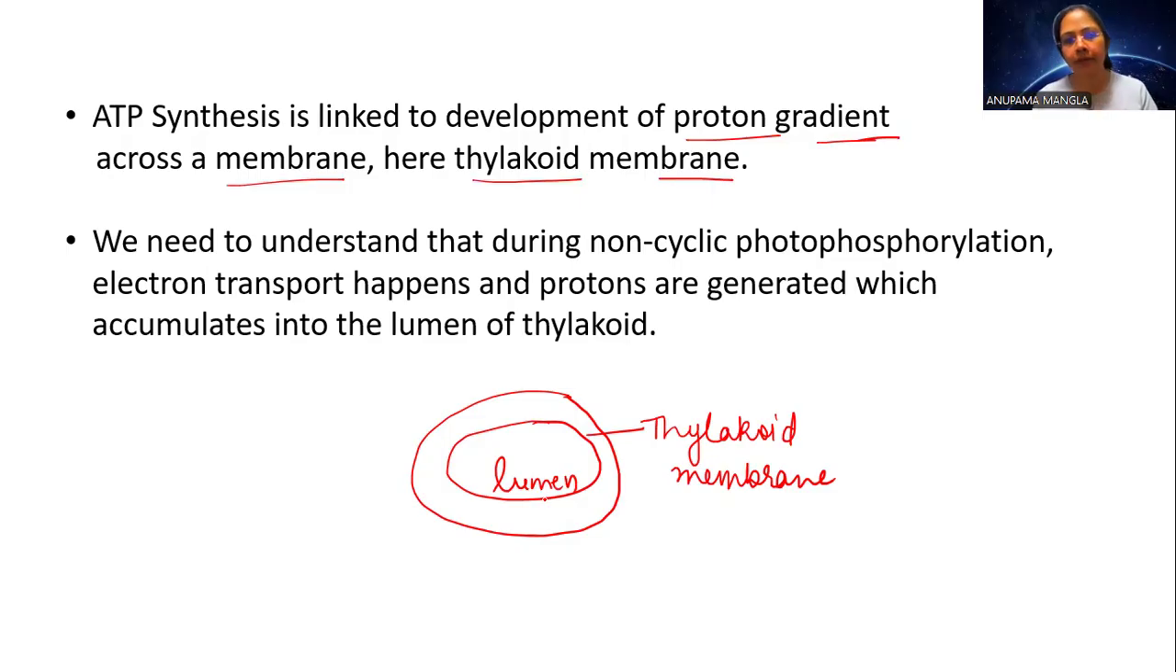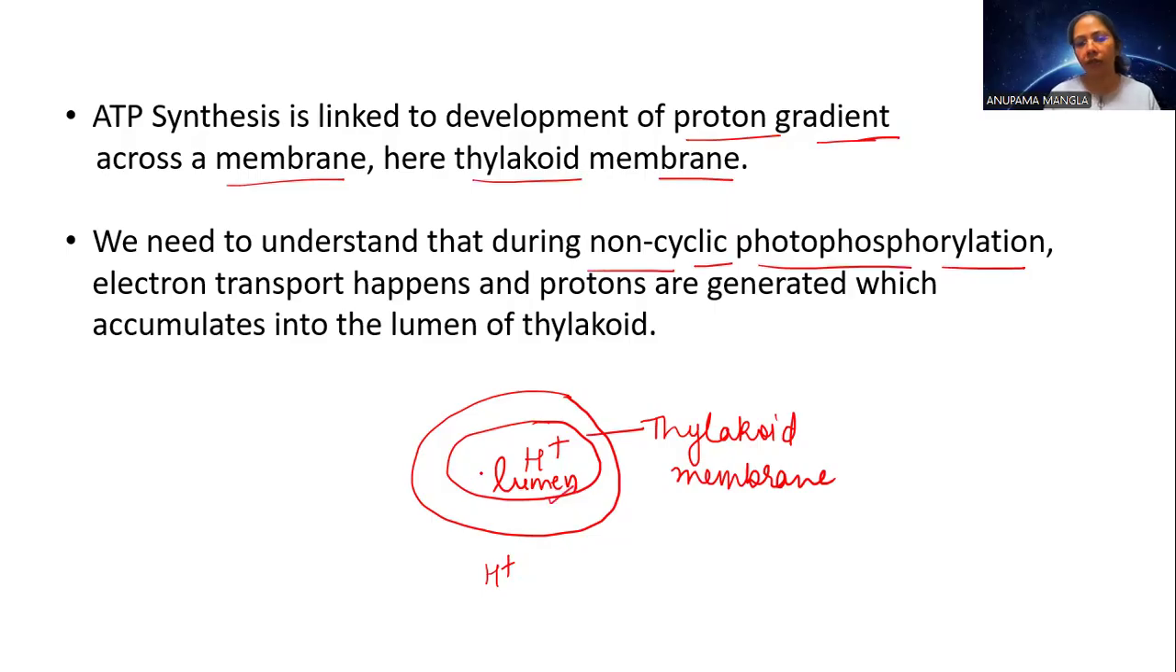Okay, so we will understand here that during the process of light reaction, we have the process known as photophosphorylation. There will be electron transport across various carriers, and that process will lead to the generation of protons, which are going to accumulate in the lumen. Because of this, we see the gradient formation, because the stroma is going to be deficient in protons, whereas the lumen will have an excess of protons.